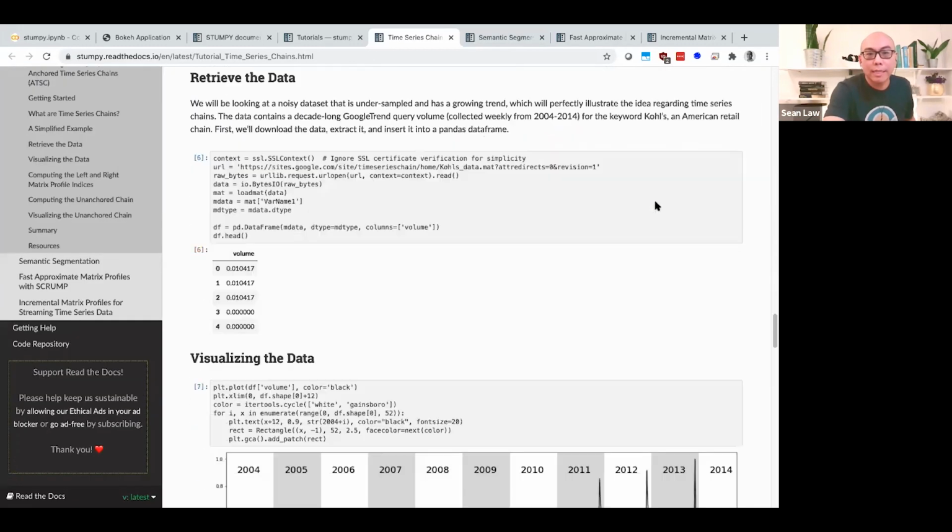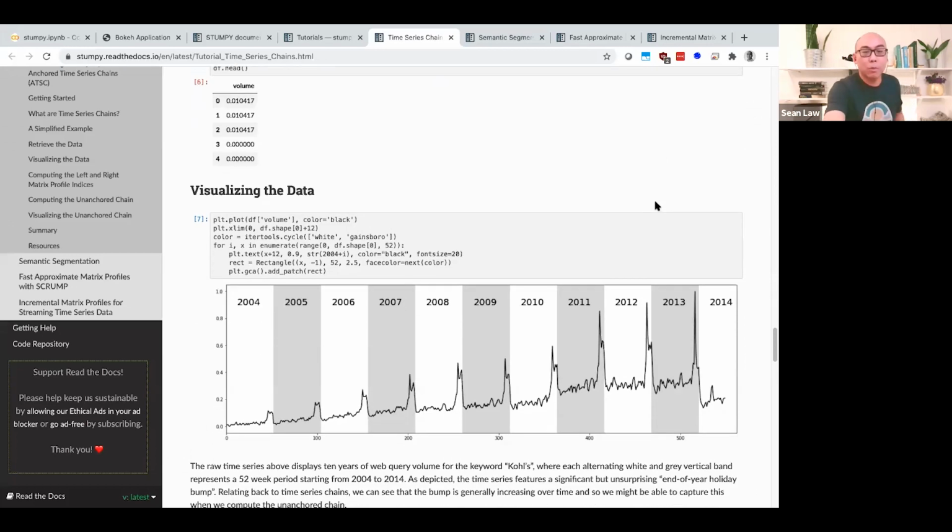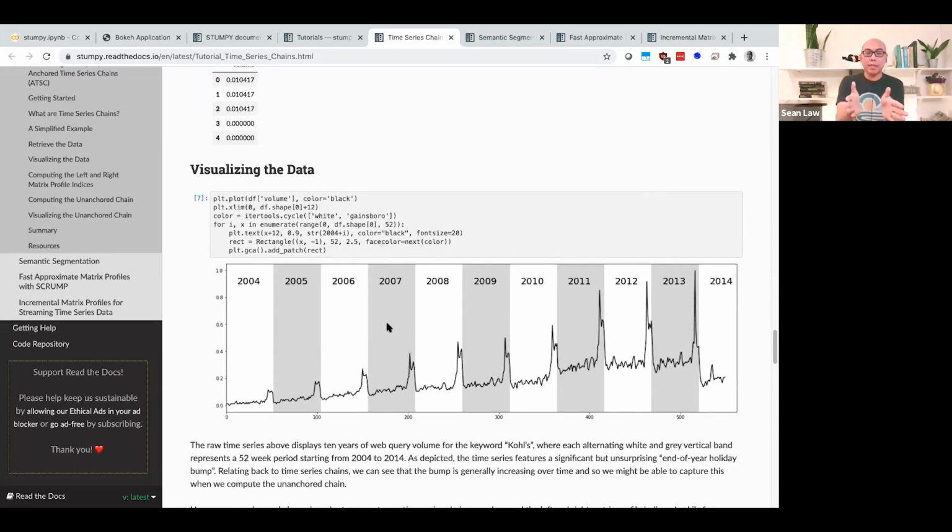And here's the example that comes from the original papers. What you're seeing here is web queries, people searching for the keyword Kohl's, I think on Google, so Kohl's like the shopping store. And you'll notice that from 2004 into 2014, ten years' worth, there's this hump that happens to occur near the end of the year, right? And it's increasing over time. So there's a trend that increases over time.